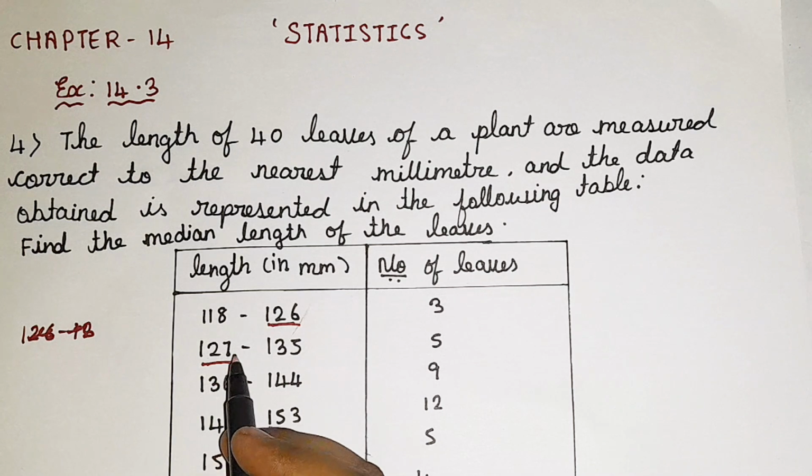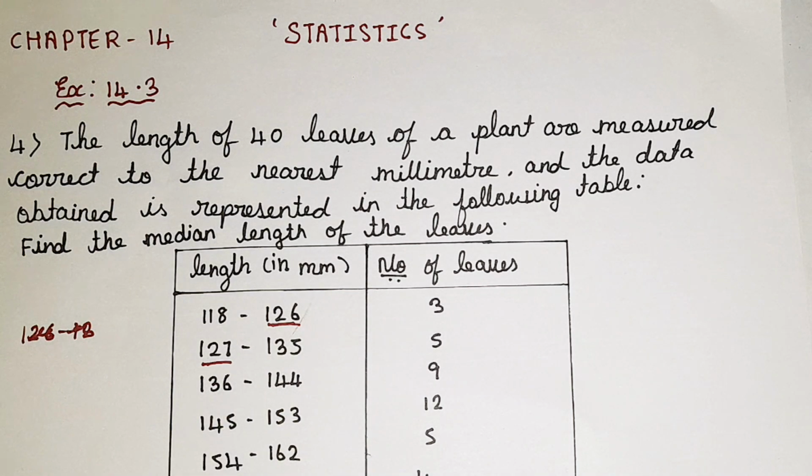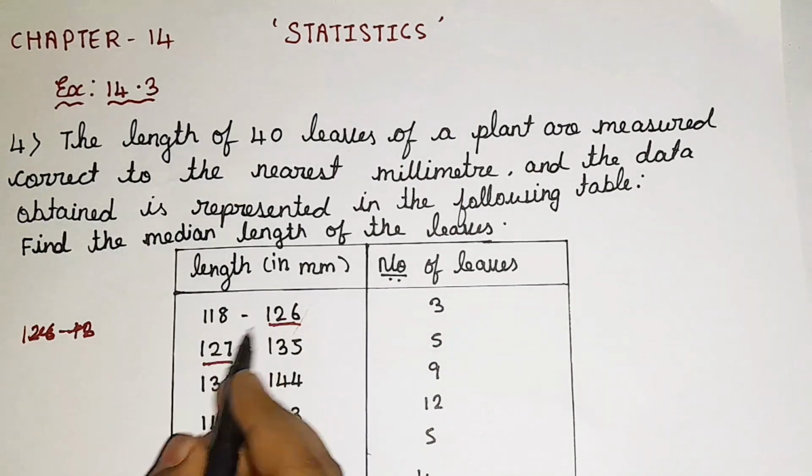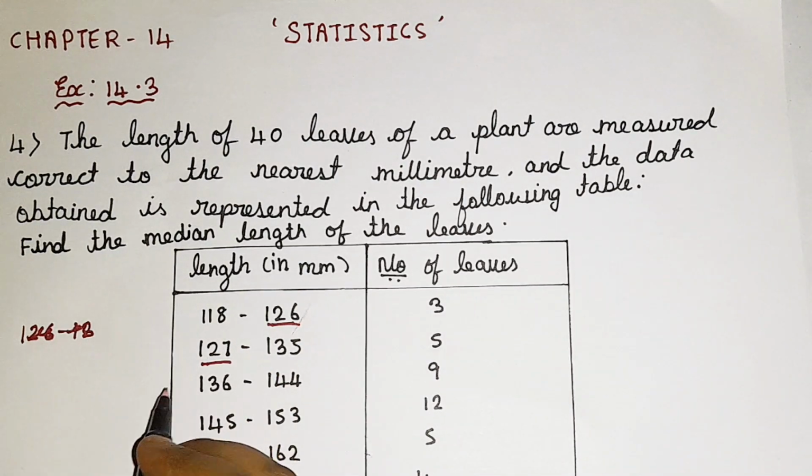So what we are going to do is a technique. We had already done this in exercise 14.1, in that one question, we just did it like this. So here again we are going to be doing that, so be aware. Here we have 126 and then we have 127. So what is the gap between these two numbers? The gap between these two numbers is 1, isn't it?